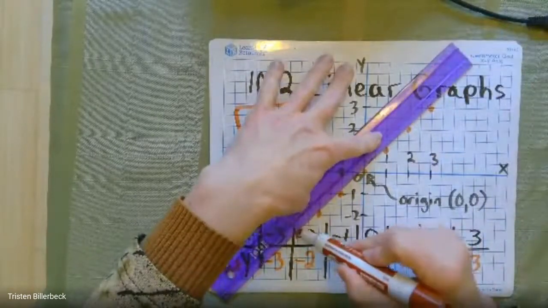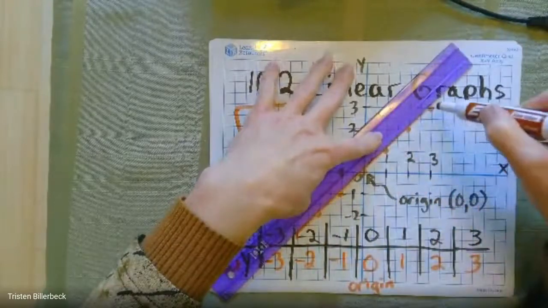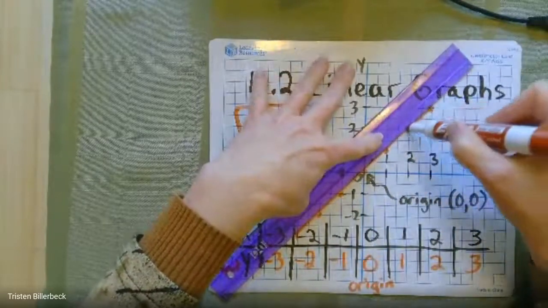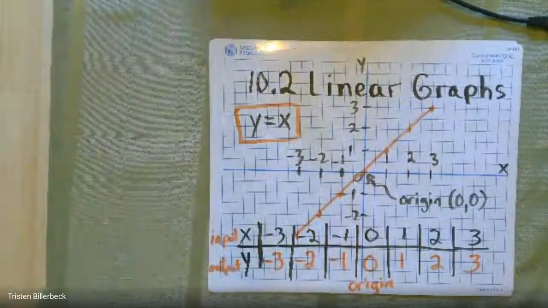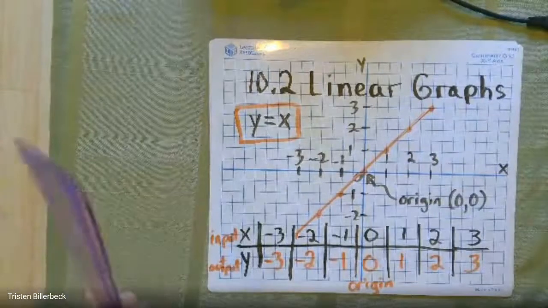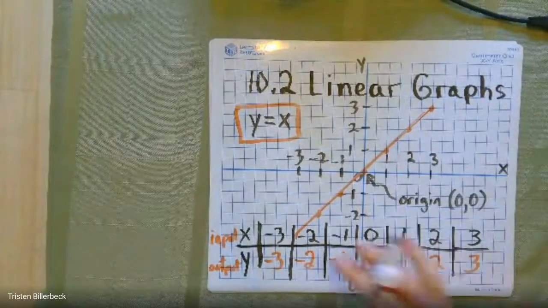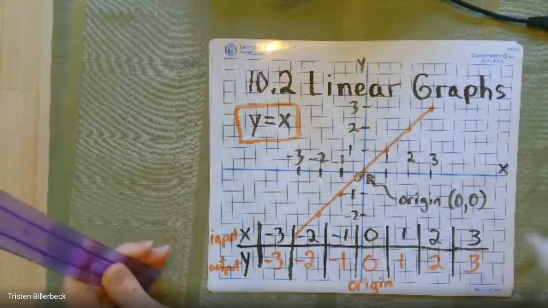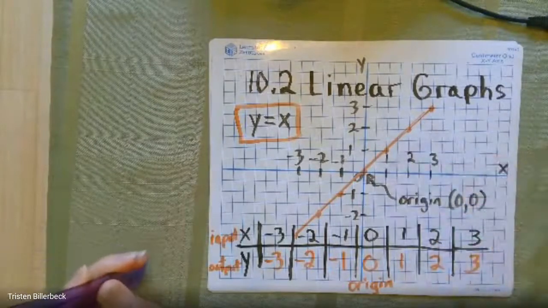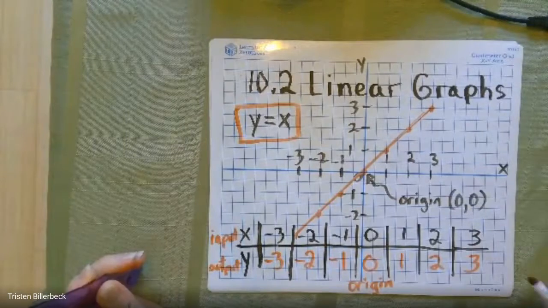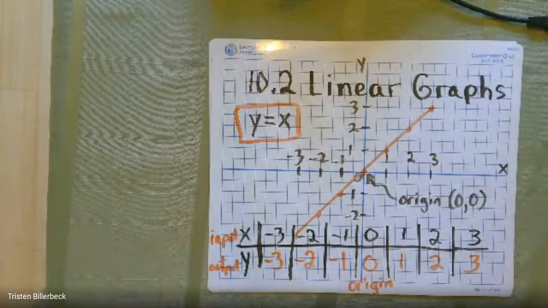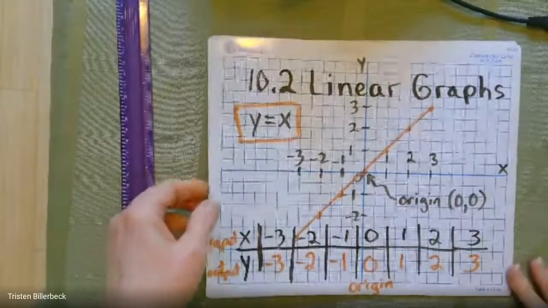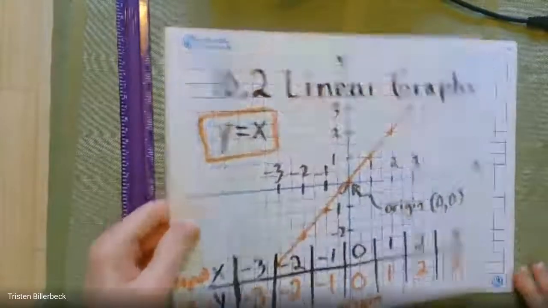You may be saying, but Miss Billerbeck, you just said a few days ago that you only needed 2 points to make a line. You're right. You only need 2 points to make a line. This is overkill, okay? So you only needed 2 of these points to make that line. But we're teaching this lesson, you're learning how to use this table, this XY table. All right, so let's look at a different graph.